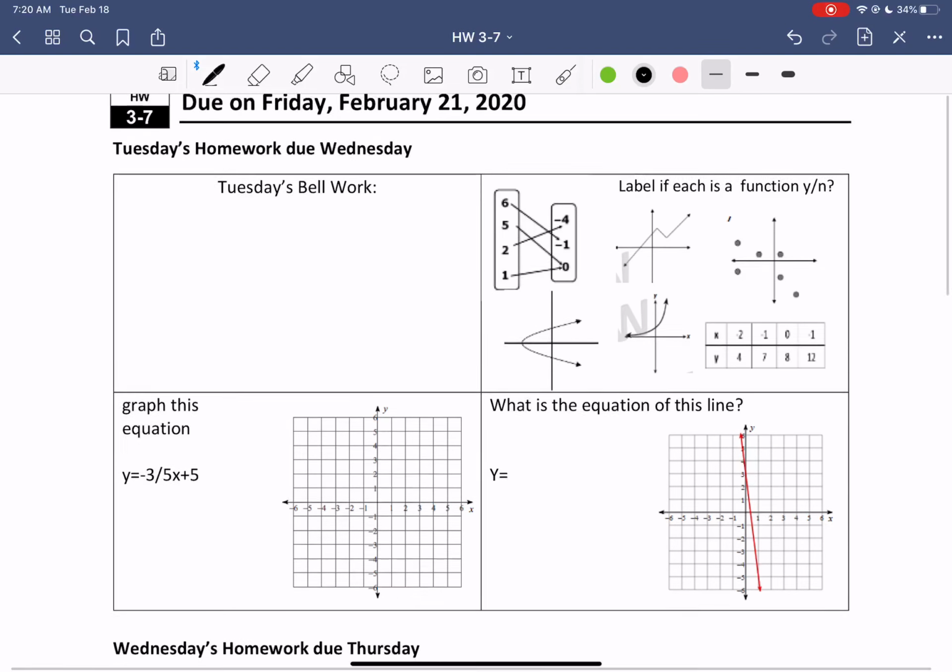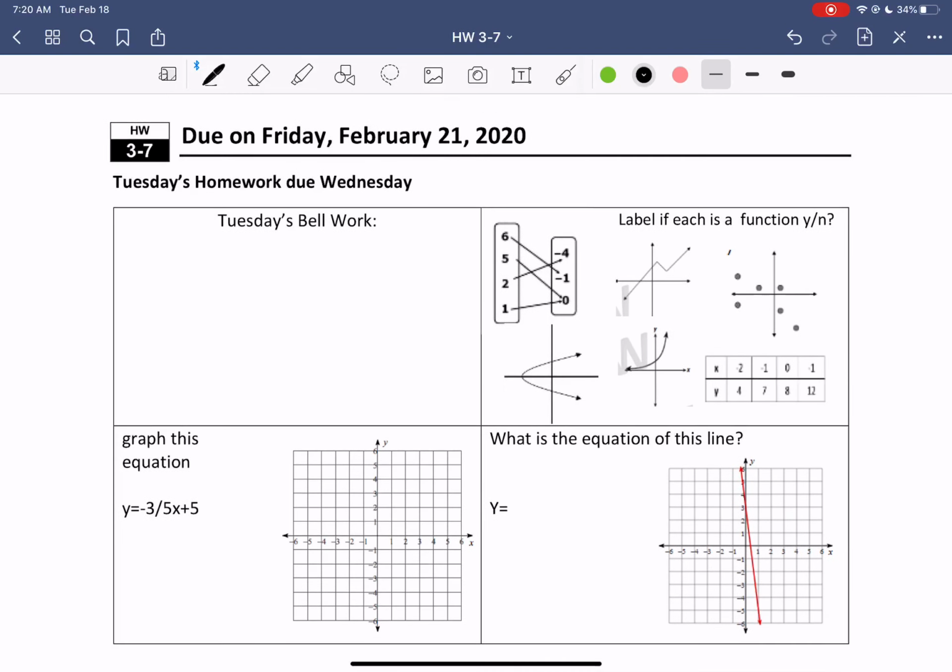All right, happy short week. I'm just going to jump right into our homework.